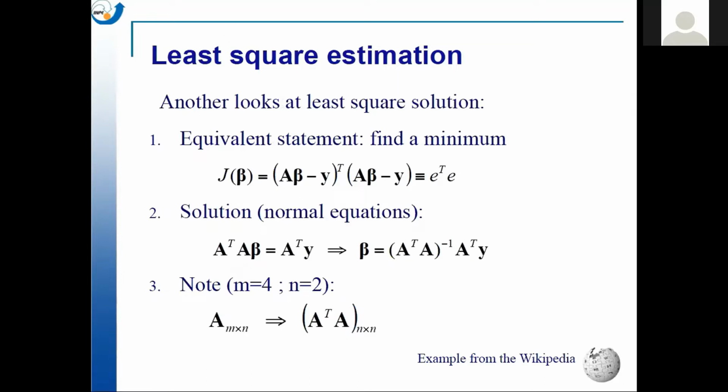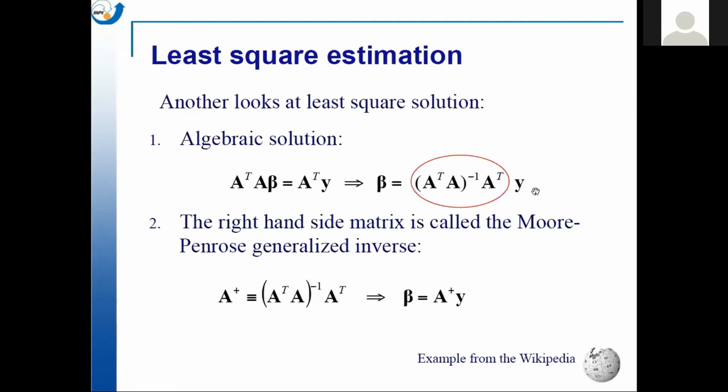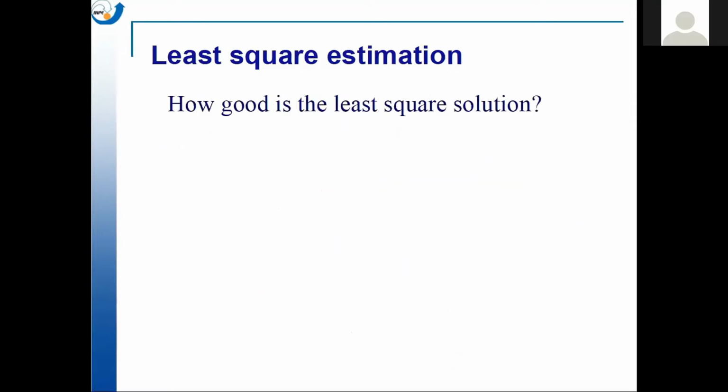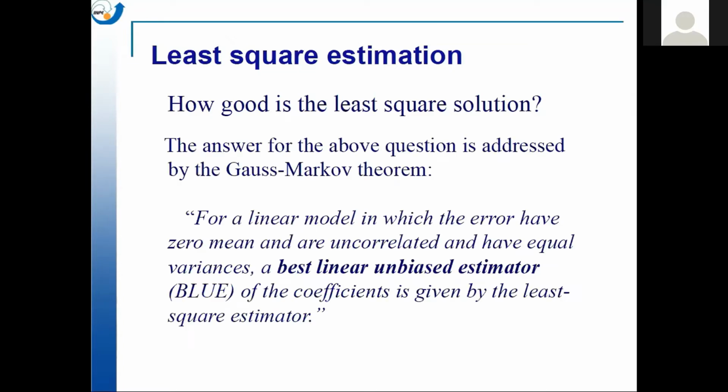It's equivalent to this algebraic equation here. And this algebraic equation is solved by using what is under this red circle here. It's called the Moore-Penrose generalized inverse. So this is the algebraic solution for linear least squares estimation. Okay, and so you already know that I can estimate some parameters, but how good is this least squares solution? Well, the answer is addressed by the Gauss-Markov theorem.